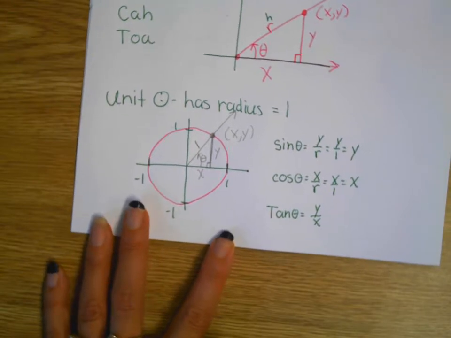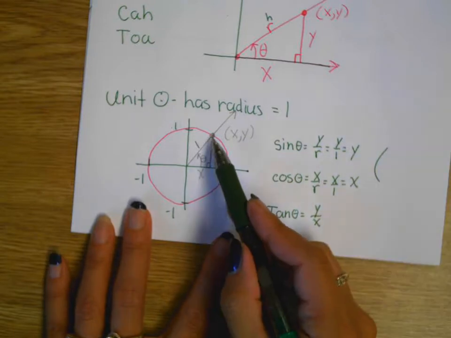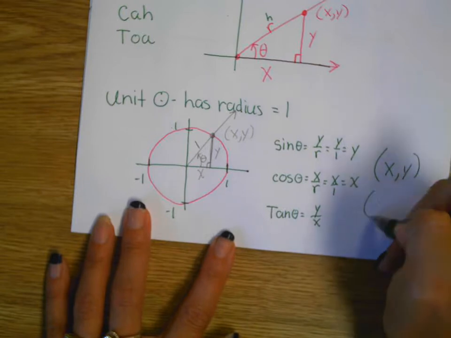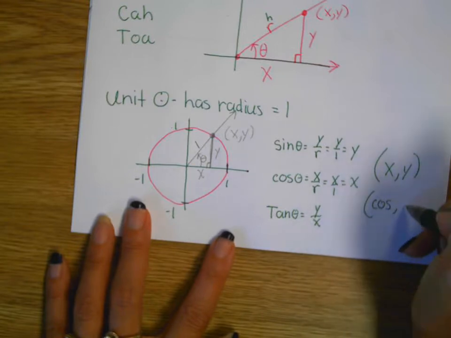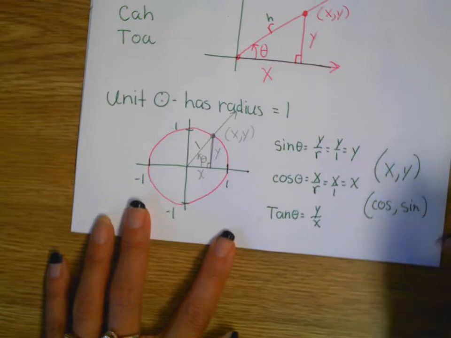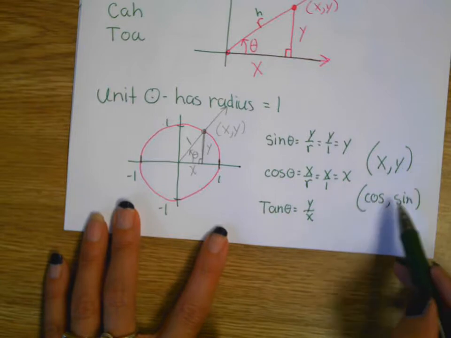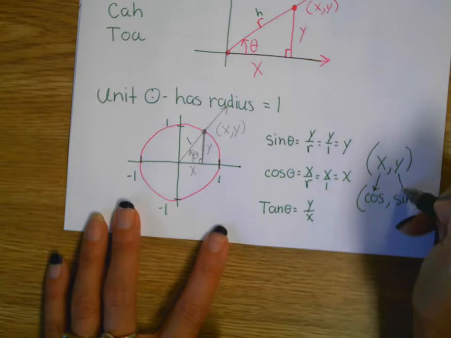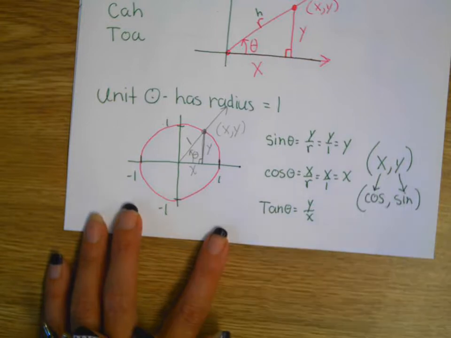So what I want you to wrap your brain around is if you have your ordered pair on the unit circle, cosine is attached to the x value, sine is attached to the y value. And just like x and y are in alphabetical order, so are cosine and sine. Maybe that will help you remember. Cosine is the x value, sine is the y value. And to get the tangent, I will always have to divide the y by the x.